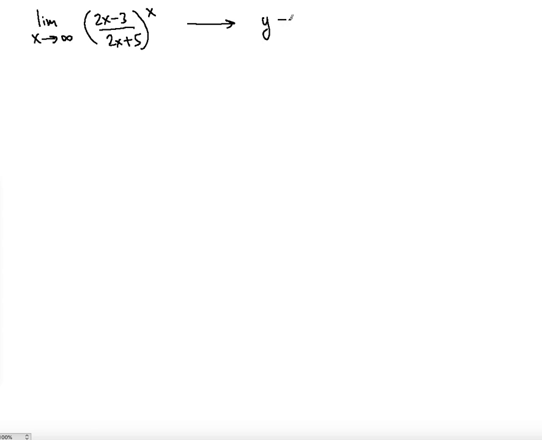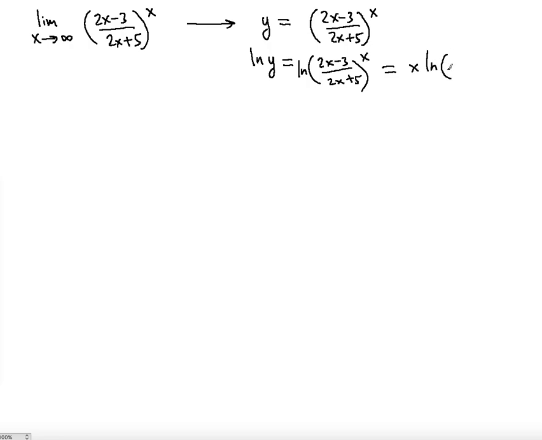So what you should do is make a substitution. You should have y equal to (2x minus 3 over 2x plus 5) raised to the x power, precisely because you want to use the ln. ln of y is equal to ln of this. And we know that when you take the ln of something, the power comes down, and this is what you get.